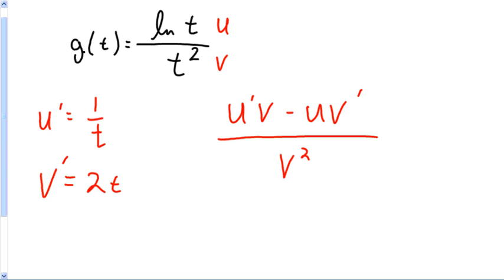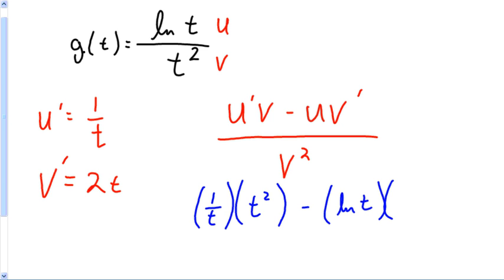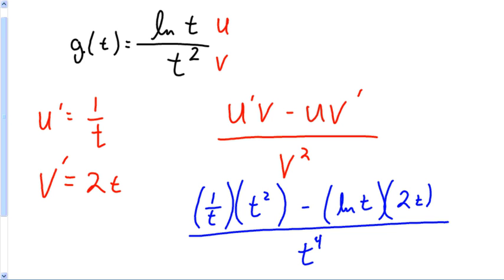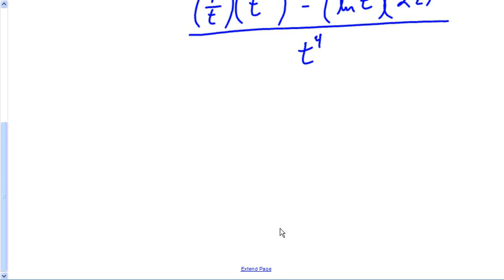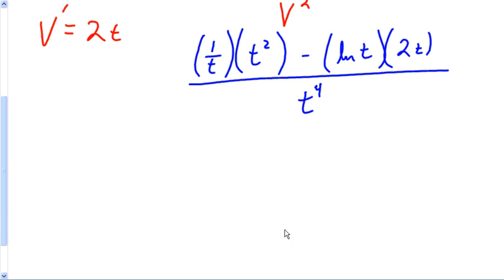So let's do some substituting here. U prime is, I'm going to go to blue, 1 over t times V, which is t squared, minus U, which is log t, times V prime, which is, this one may not turn into anything very pretty, over V squared, which would be 2t squared squared. t squared squared is t to the fourth. And let's see what happens here. Over here, that t cancels that square. I don't see too much more pretty stuff happening on this one here.